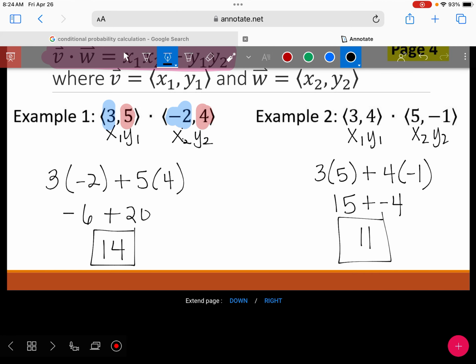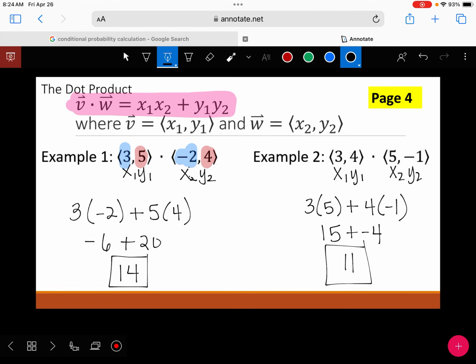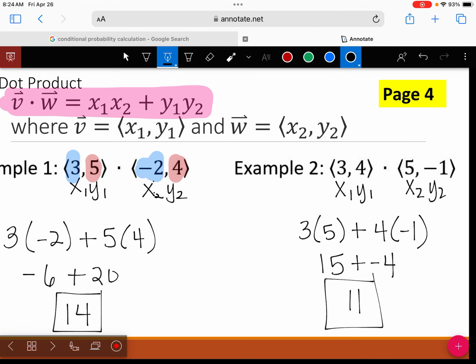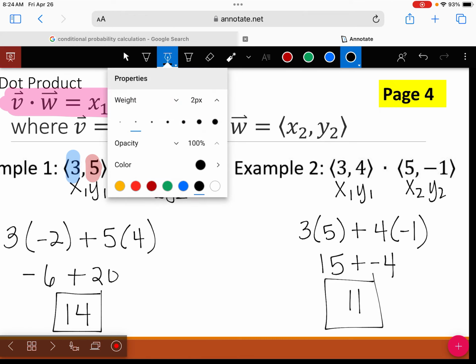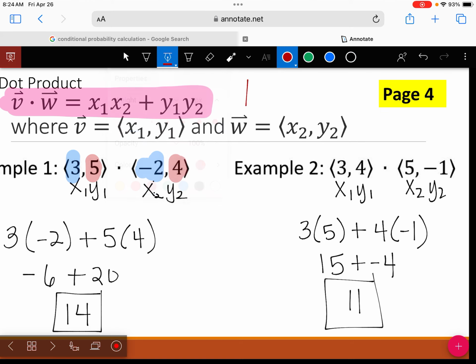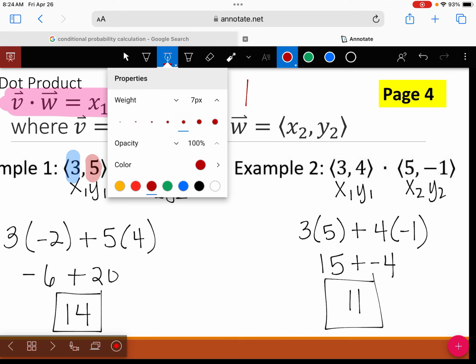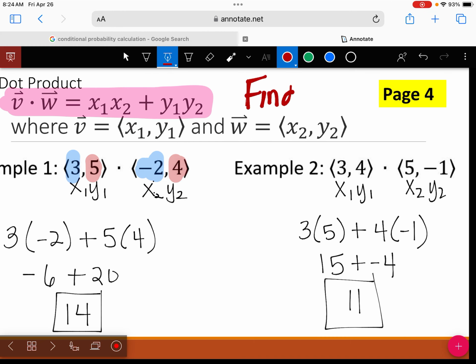How is this going to look on the test? I don't know if it says the actual words, find dot product. It could just say find V times W. That little multiplication symbol, when it's asking you to multiply two vectors together, means you're finding the dot product. If it says that, then this is your formula.